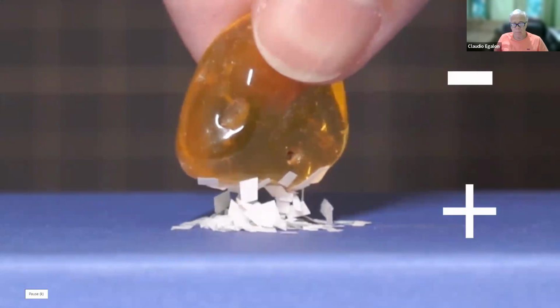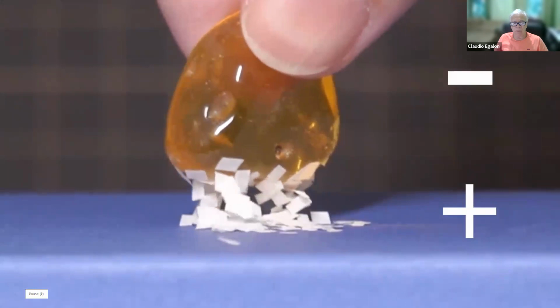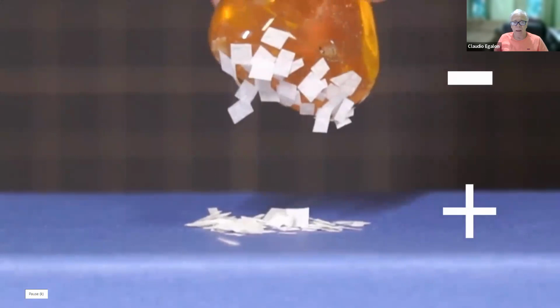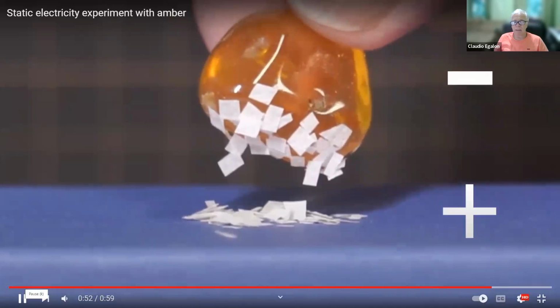See, it's attracting all those small pieces of paper. And that's a piece of amber. Something like that has been known for thousands of years, right?